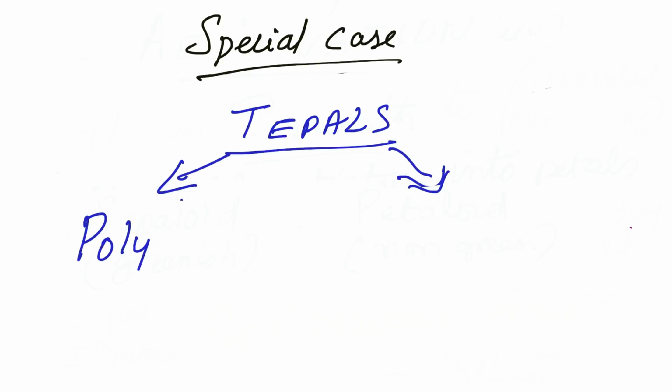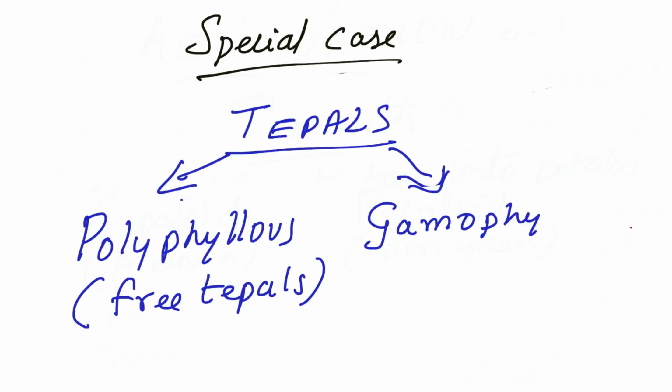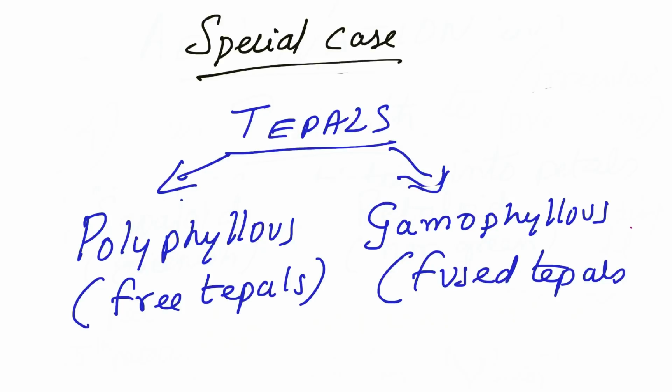And the second criterion is similar to what we discussed earlier, on the basis of the existence of the unit. If the tepals are freely existing, we call them polyphyllous, and if they are fused, which means that the individual tepals remain joined together, we call them gamosepalous. So free tepals are polyphyllous and fused tepals are gamosepalous. Now let's take a look at certain examples.